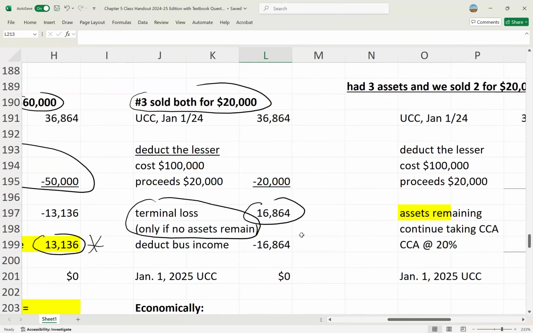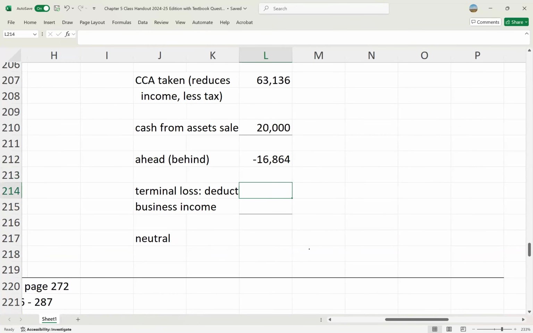Because we are behind, the government says, well, we want to bring you back to a neutral position. So we're going to give you this additional deduction of 16,864. This additional deduction will reduce your income. So that's a positive amount to you. And that will bring you back to a neutral position economically.